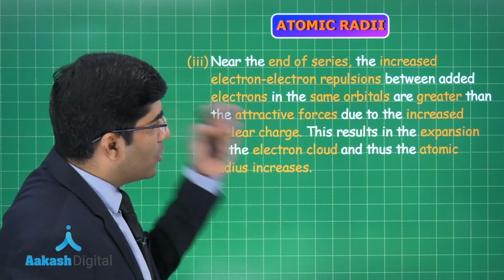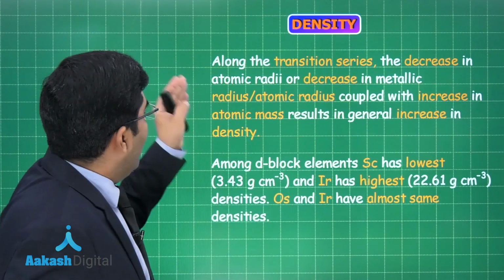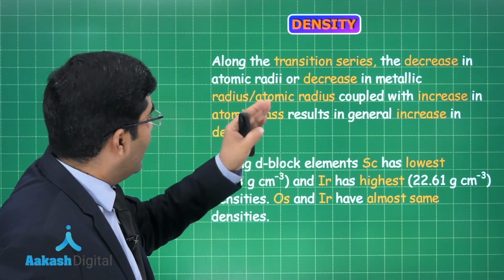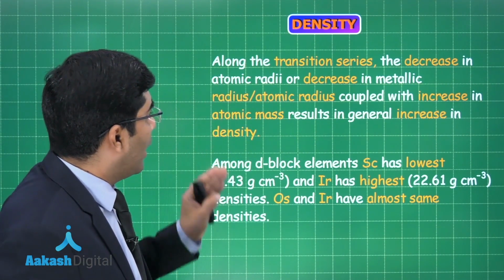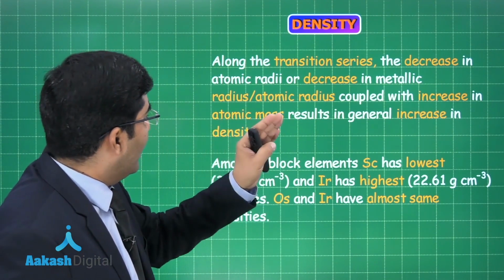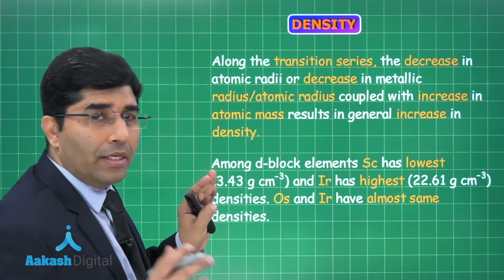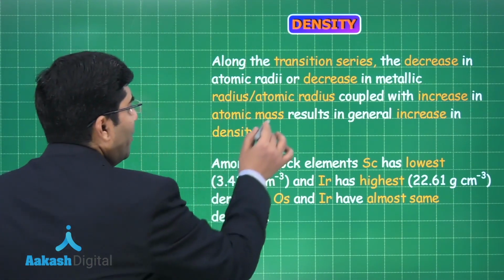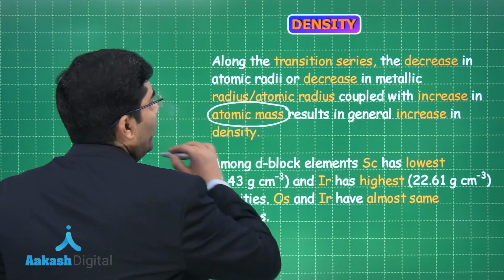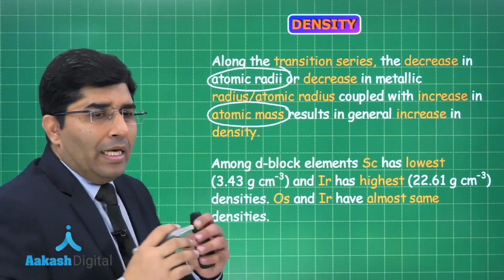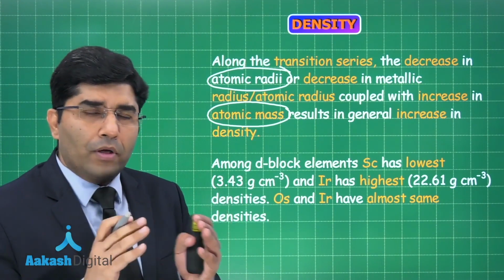Okay. Now let's talk about the density. Along the transition series, the decrease in the atomic radii, or the metallic radii, coupled with the increase in the atomic mass results in a general increase in the density. So what is happening? We have to talk about the atomic mass, we have to talk about the atomic radii, because density is mass upon volume, right?